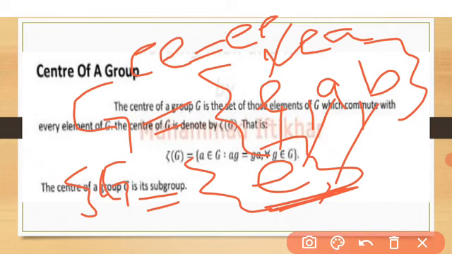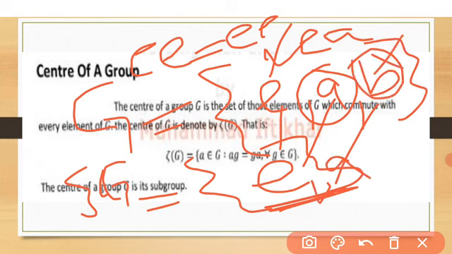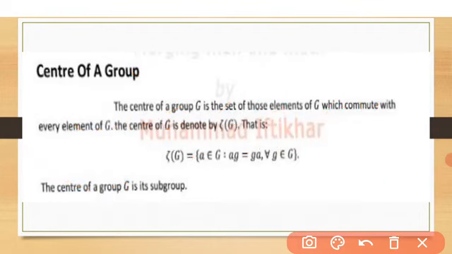Similarly, we check other elements, whether they commute with all the elements of G or not. For example, if A commutes and B does not commute, then we have center {E, A}. If all commute, if it is an abelian group, then all the elements will commute with every element of G, then the whole group is the center.